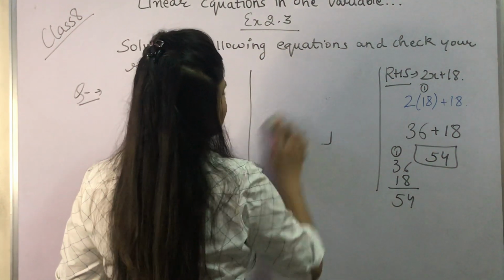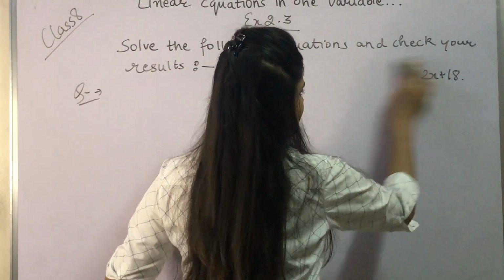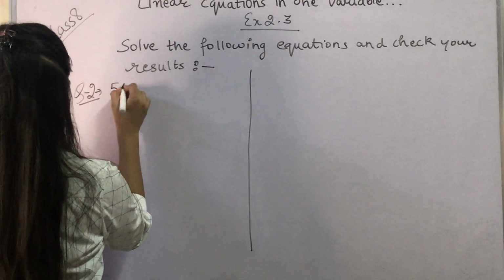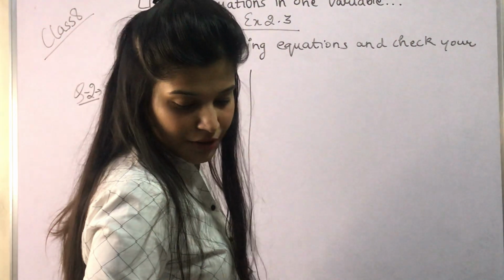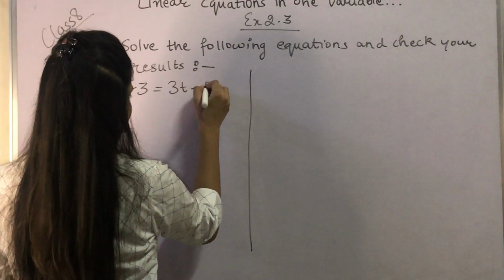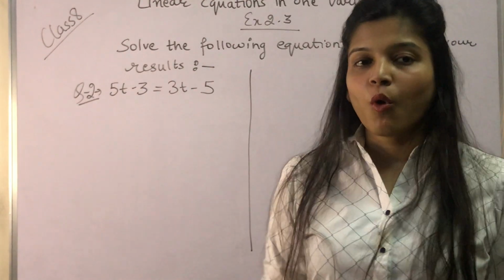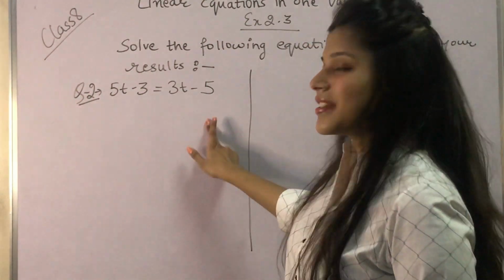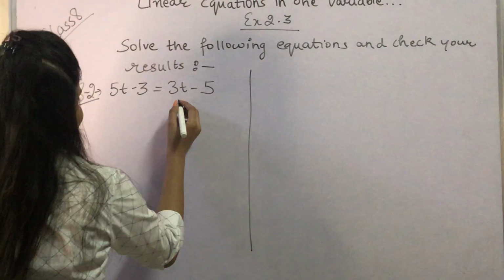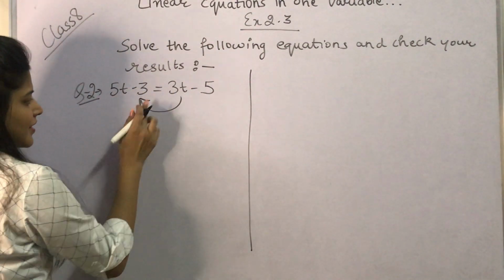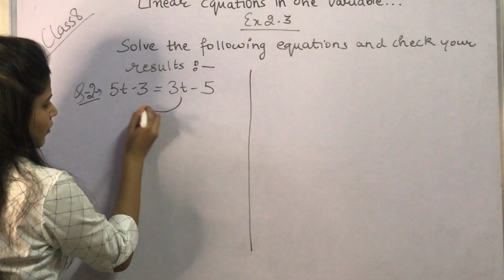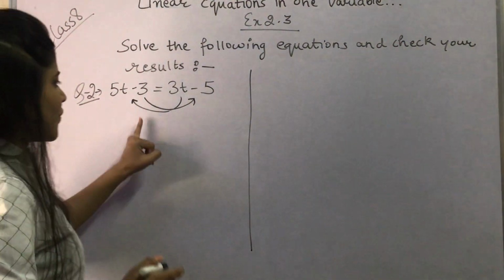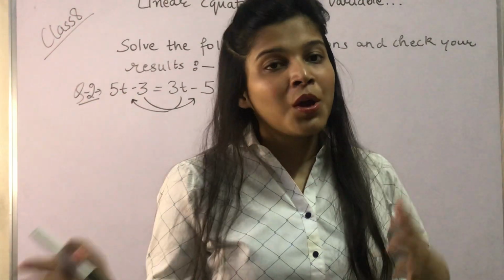Now question number 2 is 5t minus 3 equals 3t minus 5. Now again the variable is on both sides, LHS and RHS. So we will take the variable on one side and constants on one side. So we can see that 3t will be transposed to the LHS, and minus 3 will be transposed to the RHS. Why? Because this is a constant term: constant with constant, variable with variable.